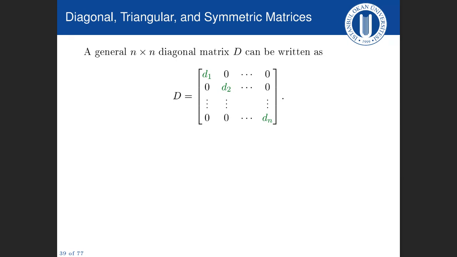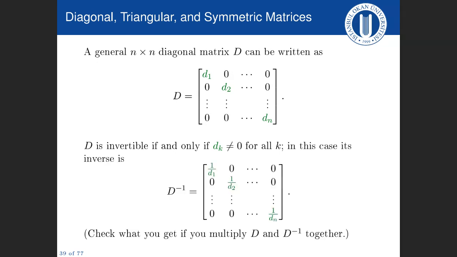Diagonal matrices have some nice properties which make them easy to handle. For example, a diagonal matrix D is invertible if and only if dk is non-zero for each k. In other words, if we do not have a 0 on the main diagonal. And if that's true, then it's easy to write down the inverse because we just take the numbers on the main diagonal and we invert those: 1 over d1, 1 over d2, 1 over d3, etc. on the main diagonal. I'll leave it for you to check what you get if you multiply D and D inverse together.